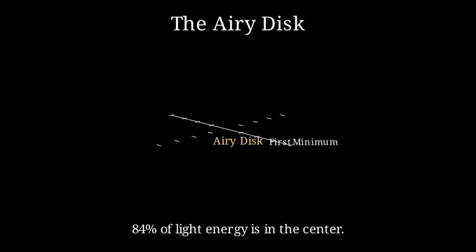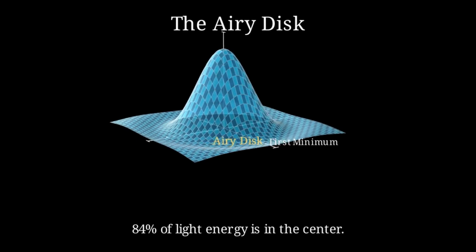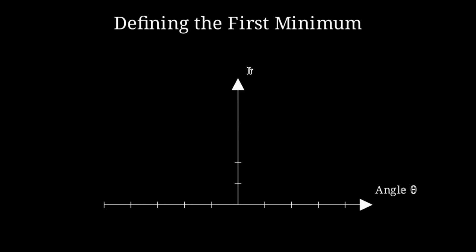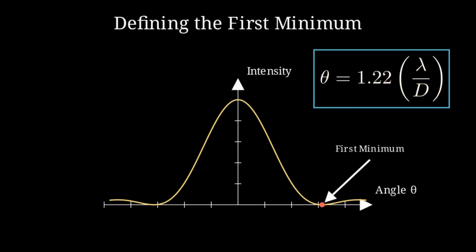Instead of a perfect point, a point source of light produces an airy disk. This consists of a bright central spot surrounded by concentric rings. Understanding this pattern is key to knowing how clearly we can see. The size of this central disk depends on the wavelength of light and the diameter of the aperture. The first minimum occurs at an angle θ equal to 1.22 times the wavelength divided by the diameter.